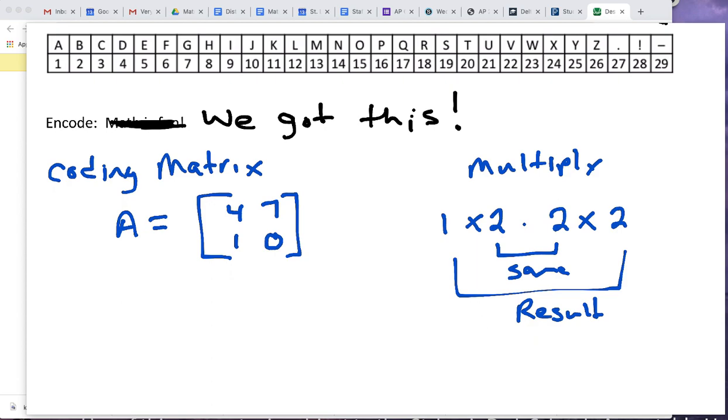So the inner numbers need to be the same, and then the result is the outer numbers. Now we're going to use our calculator to do this, but if you don't organize it this way, it's going to be a little bit tough.